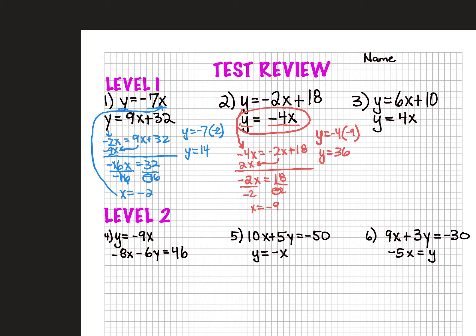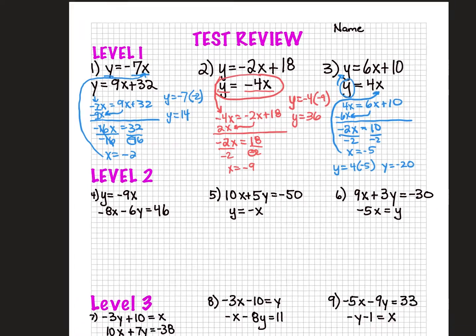Okay, let's see, back to this one. Y is 4x, so I can plug it in for this y, and I get 4x equals 6x plus 10. I'm going to subtract 6x and move it over there and make it negative 6x. 4x is on the positive, 6x on the negative team, so that means the negative team is winning by 2 people. Equals 10, divide by negative 2. X equals negative 5. If I want to plug that back in up here, then y equals 4 times negative 5. So y equals negative 20.